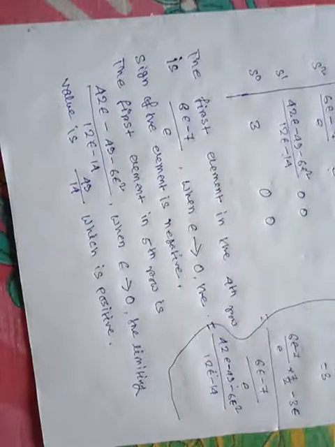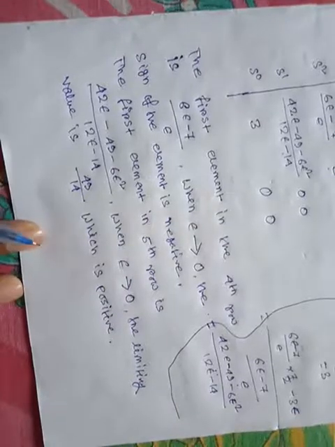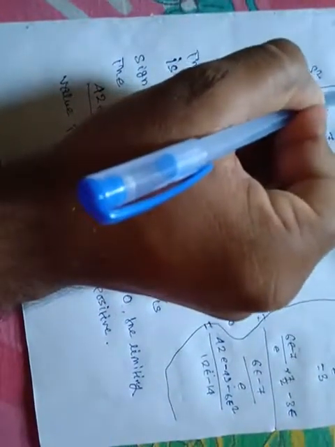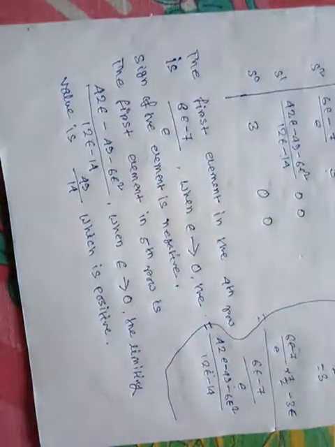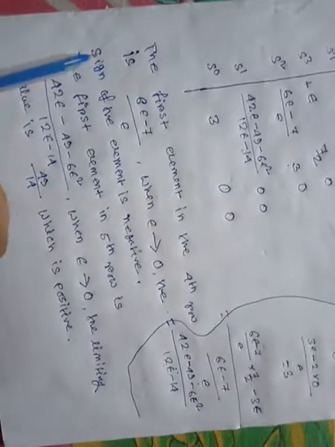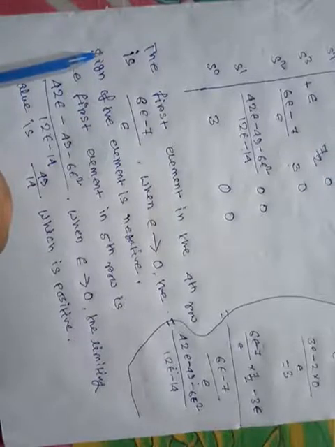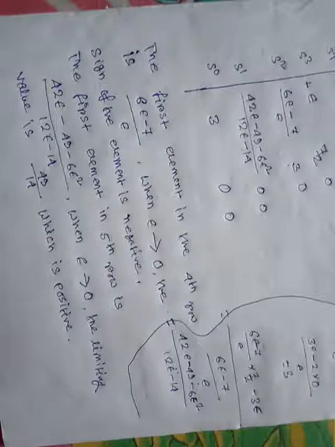From the Routh array, we can note that there are two sign changes in the first column. Here for s to the power 3, the sign is positive. Therefore, the system is unstable with two poles in the right half plane.